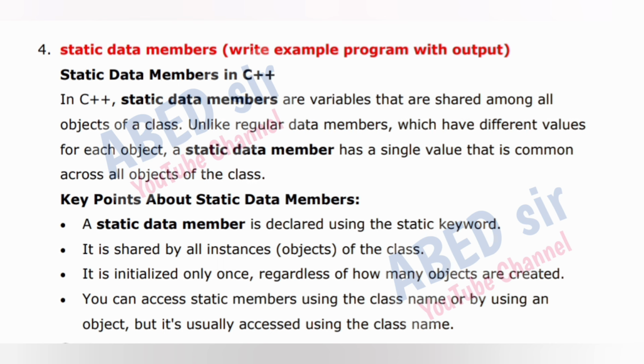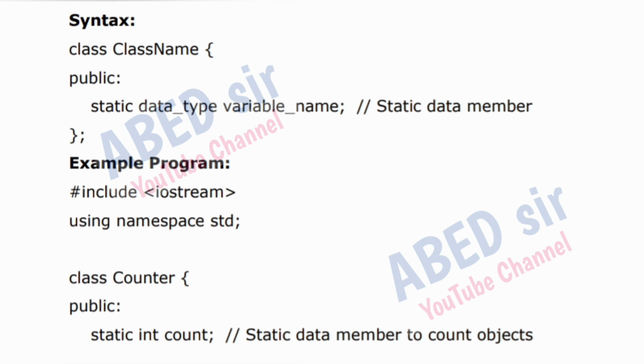Key points about static data members. A static data member is declared using the static keyword. It is shared by all instances, objects of the class. It is initialized only once, regardless of how many objects are created. You can access static members using the class name or by using an object, but it's usually accessed using the class name. Syntax. Example program.